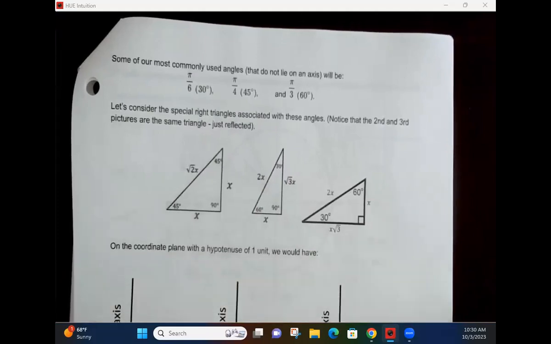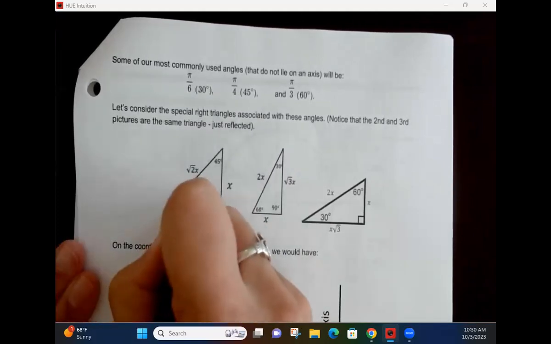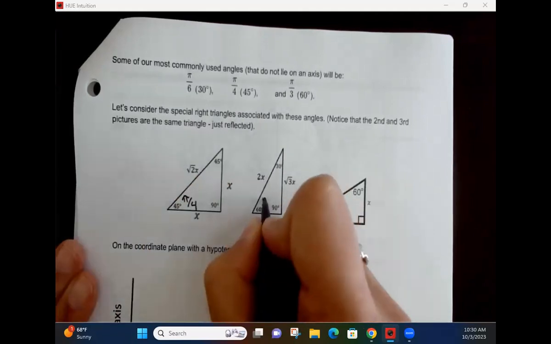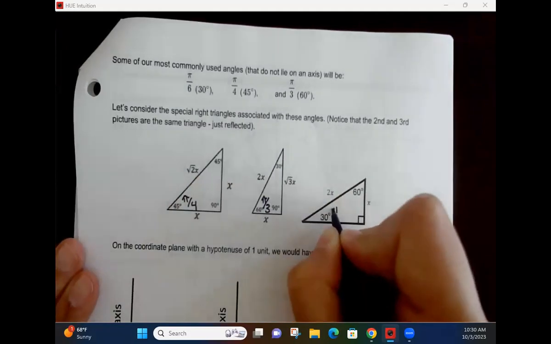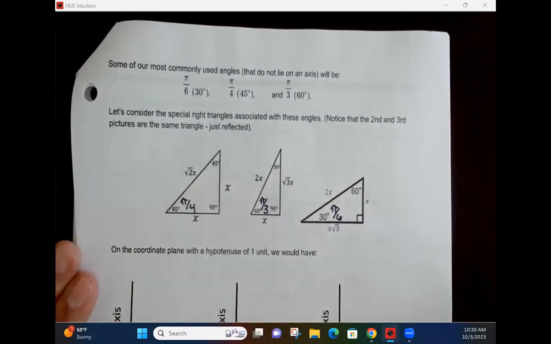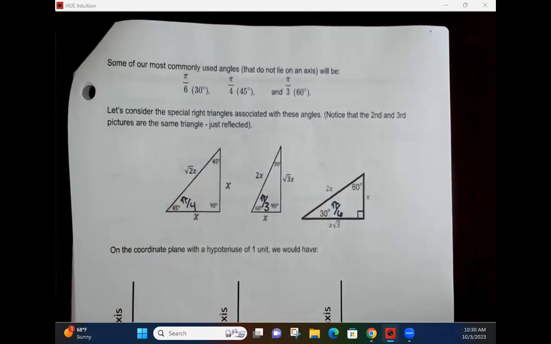So we can talk about those different angle measures. 45 degrees is pi over 4. 60 degrees is pi over 3. 30 degrees is pi over 6. That's why we use these triangles in particular, because they match up with those most common radian measures that we're going to see.